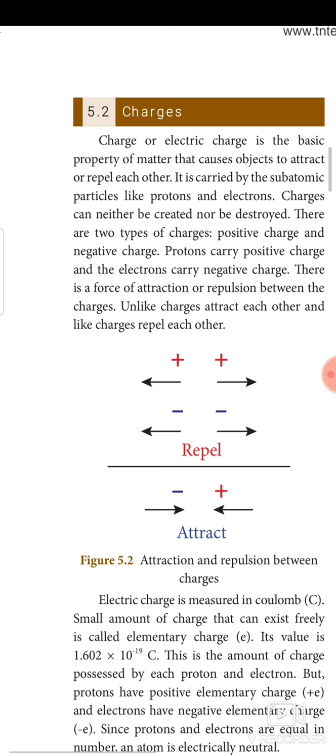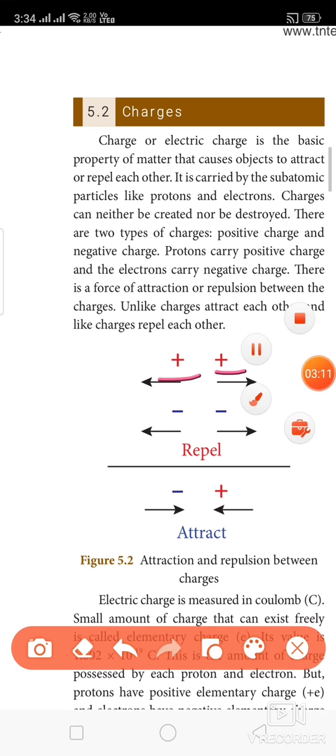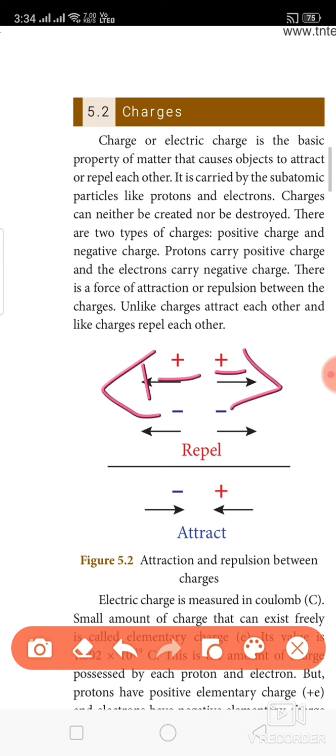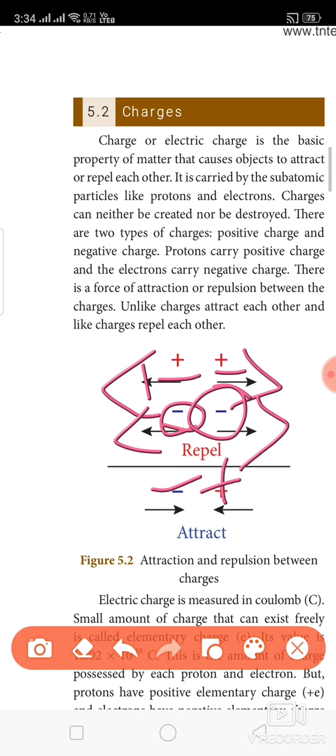There is a force of attraction or repulsion between the charges. So like charges always repel. See, plus and plus. This is plus, this is plus. So they repel each other. So the arrow mark shows the repulsive force. Okay, negative, minus, minus. So it repels. Here minus and plus, opposite charges. These opposite charges attract each other. So the inward arrow mark shows you the attractive force. So the outward arrow mark shows you the repulsive force and the inward arrow mark shows you the attractive force.